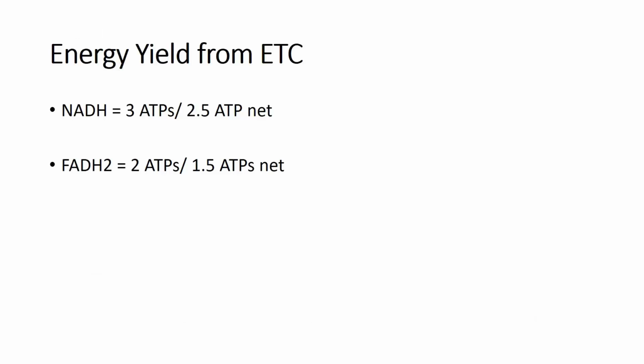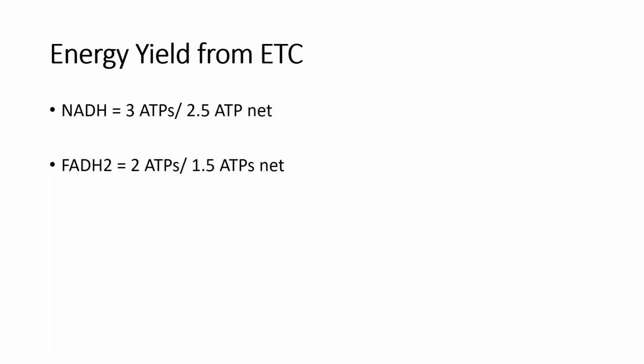So what do we get from this? For each NADH that enters the electron transport chain, we are going to make 3 ATPs from it. However, since we use a little bit of ATP to actively pump out protons to the intermembrane space, we will get 2.5 net ATP. When you are counting up how many ATP you get from all of these processes, you will use the net value.